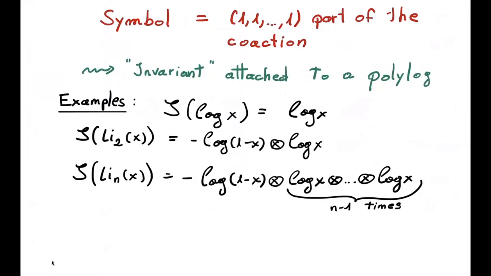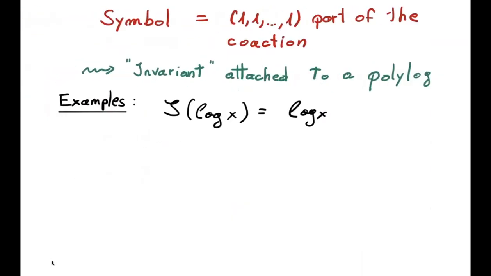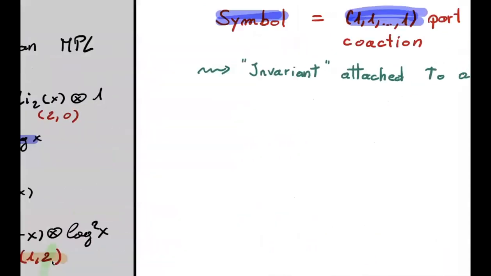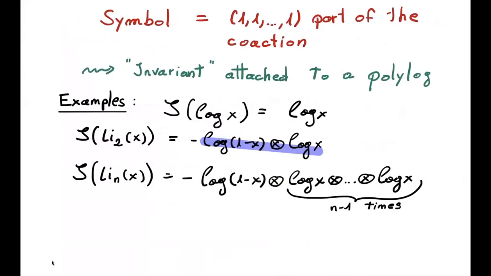The symbol of the dilogarithm is a pair of logarithms, and you can compare it to what you have in the coaction. You see it's exactly that quantity. In general, the symbol of Ln is the following. And I leave it to you as a homework to prove this identity.